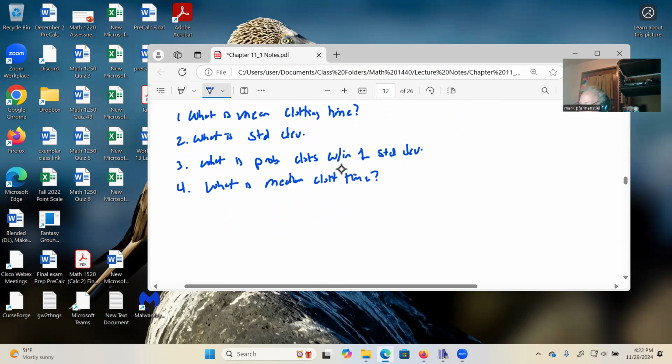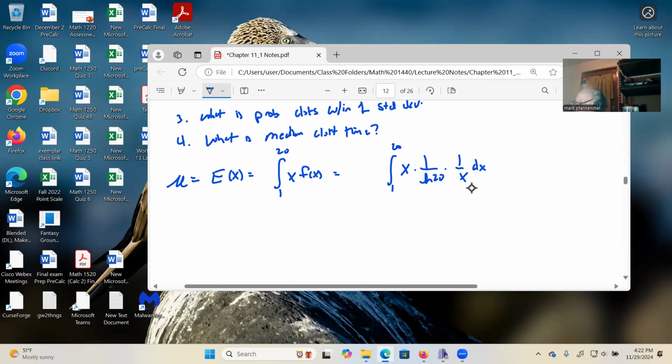If you remember, the mean is equal to the expected value of x, which is the integral over the whole domain of x times f of x. Our whole domain goes from 1 to 20. So this is the integral from 1 to 20 of x times 1 over natural log of 20 times 1 over x. Conveniently, the x cancels. So this is just the integral from 1 to 20 of 1 over natural log of 20.